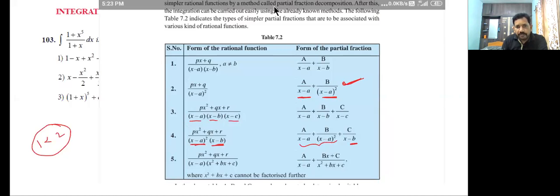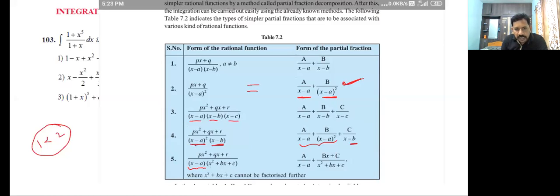And most important, the fifth one. X minus a is linear, so we can write directly a by x minus a; b, c are constants. We need to find them by comparing both sides. Px plus q is equal to a by x minus a, b by x minus b. Take the LCM, the denominators are going to cancel. Then comparing the coefficients, we get the a value, b value, c value. I am just explaining how to split the partial fractions.